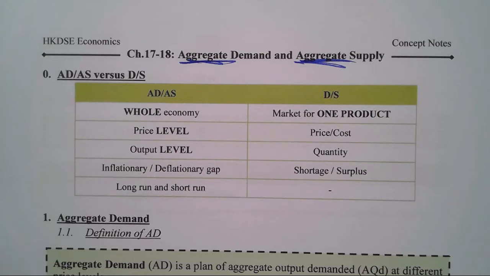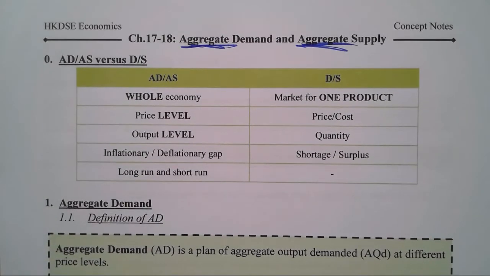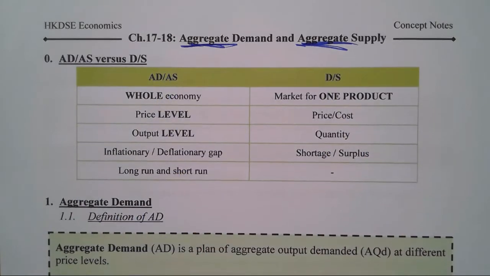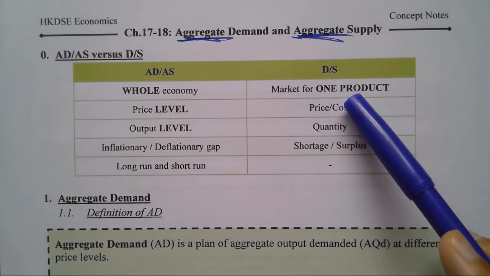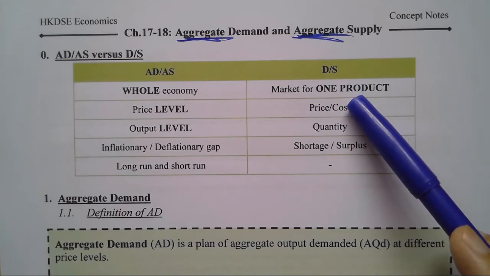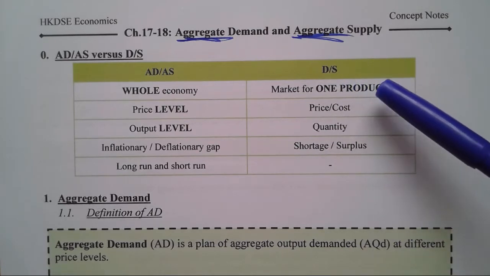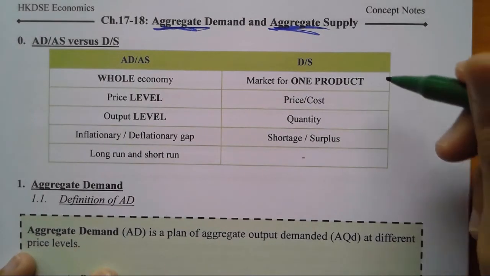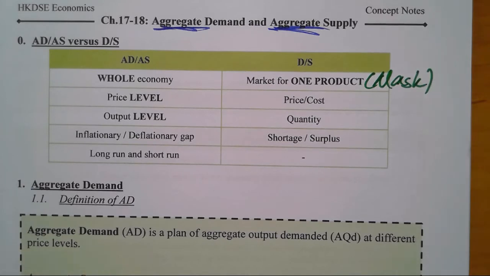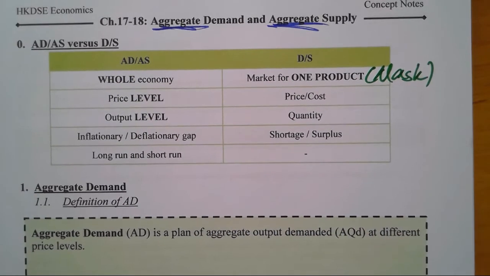嗱冇㗎啦，除咗 demand 同 supply 個名一樣之外，其他嘢完全唔一樣㗎。Okay, now here you see in my table, when we talk about demand and supply, we were talking about a market for one product only. For example, right now when we talk about the market for mask 口罩啦， we say because of the virus, the demand for mask increases, but we only talk about mask. 係咪？我哋淨係講一個市場啫，係咪啊？ Mask, for example. But when we talk about ADAS, we are not just talking about mask, but we are talking about the whole of economy.